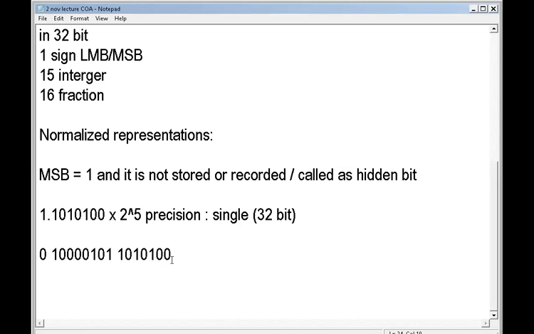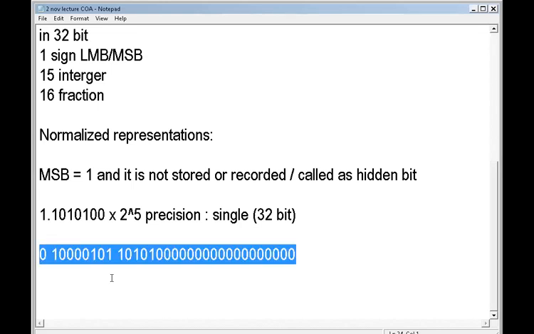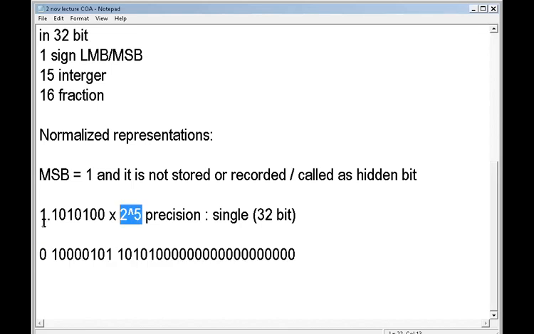So 7 bits is written here. So 16 more would be required. So 1, 2, 3, 4, 5, 6, 7, 8, 9, 10, 11, 12, 13, 14, 15, 16. So this would be the exact representation of this number inside the computer registers. Understood this thing?